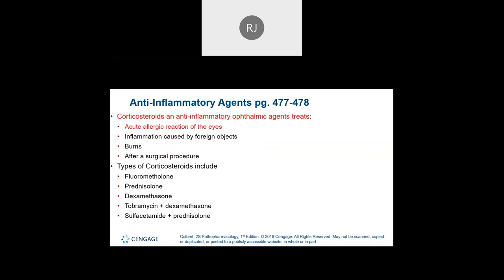On page 477 to 478, we have the anti-inflammatory agents, the corticosteroids, which are anti-inflammatory agents that treat acute allergic reactions of the eyes. And then you have the types of corticosteroids, which include those different types of medication listed on the screen.